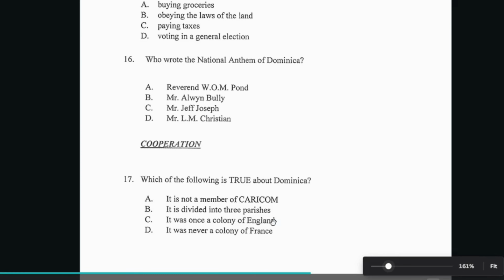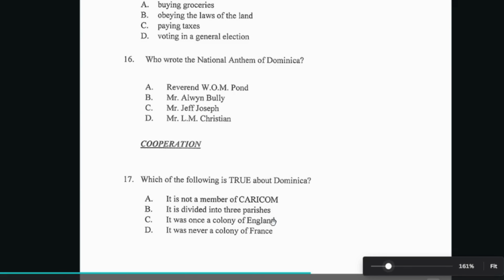A. Promoting the free movement of Caribbean labor. B. Creating a regional government. C. Increasing trade among Caribbean member states. Or is it D. Fostering cultural exchange among Caribbean countries?